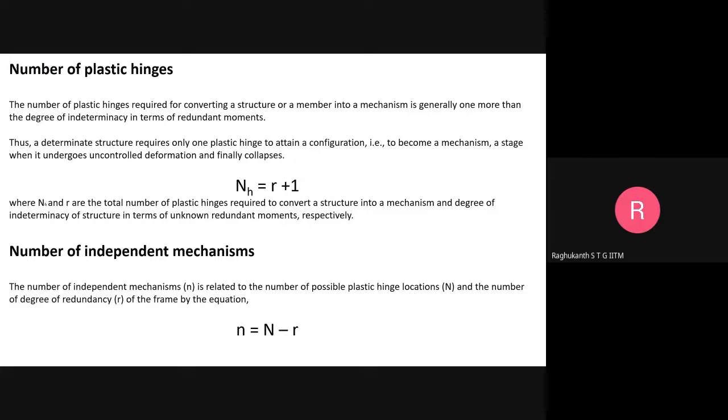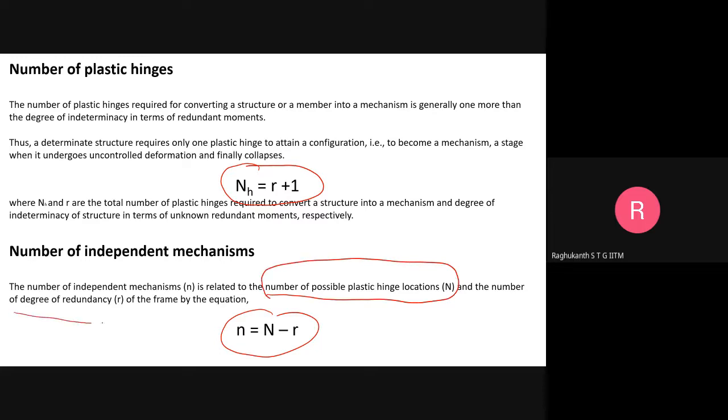So now what we have said is that for the number of plastic hinges for complete collapse, approximately if you know the redundancy plus 1, you will find the number of hinges. And for the number of independent mechanisms, it is the number of plastic hinge locations minus the degree of redundancy. If you subtract, you will get the number of independent mechanisms also.